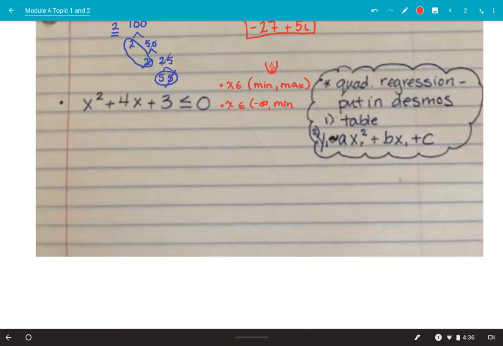So you would do it from negative infinity to the minimum, or x contains your max, your bigger number, to infinity. And what that means is if you were having the u, or the quadratic parabola, you're coloring the outside of it. Okay, so those are the two different ways you could do it, depending on how you do it.